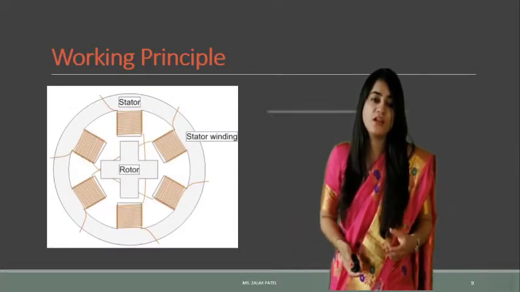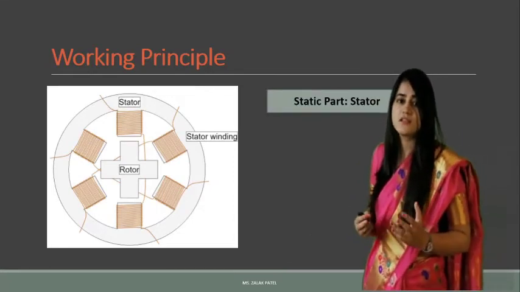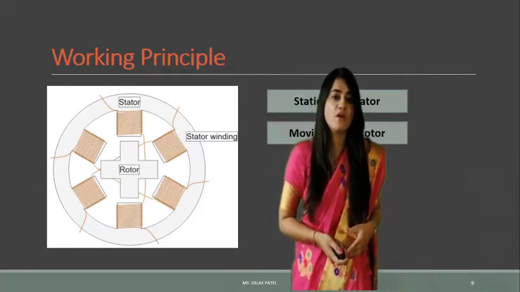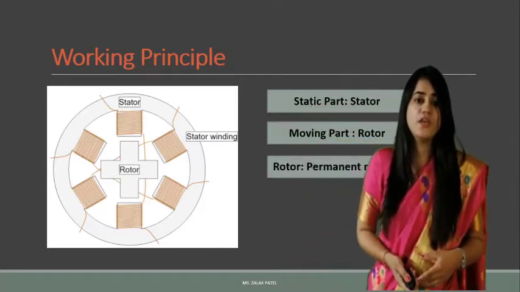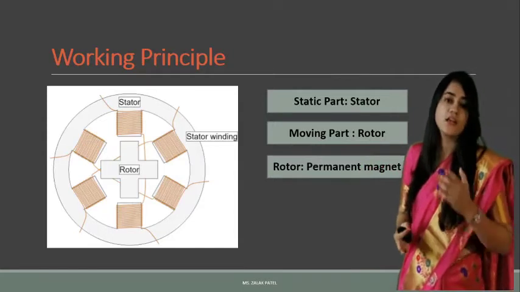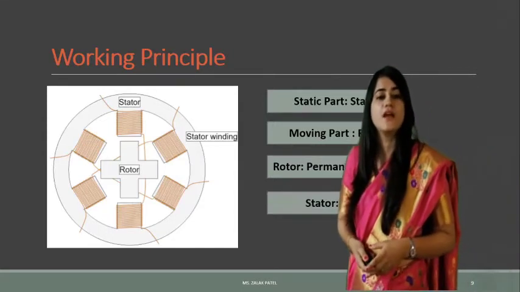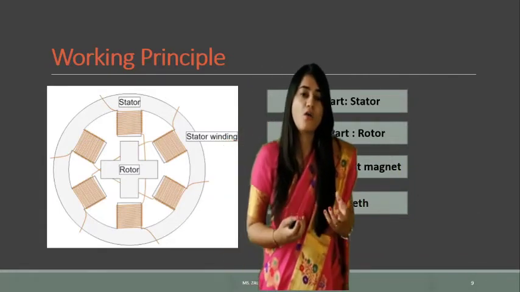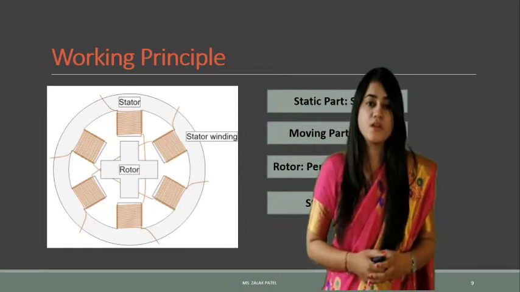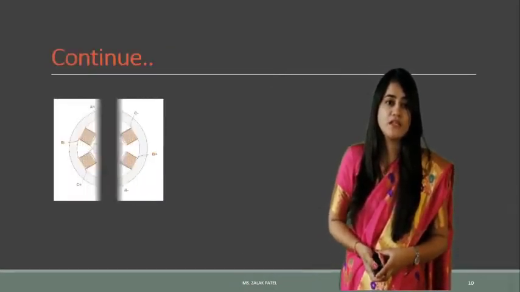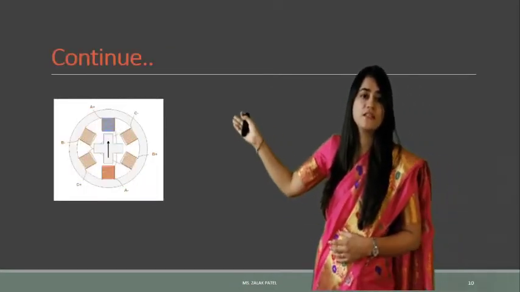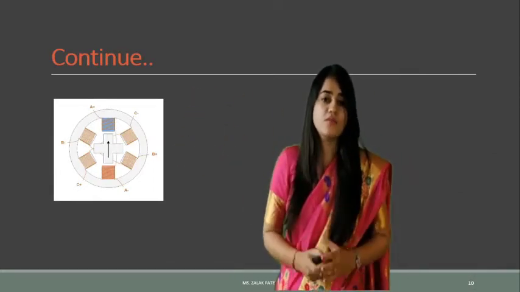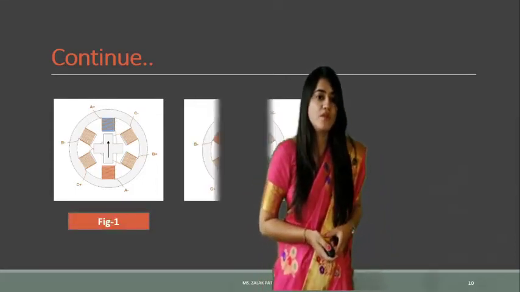The next one is the working principle. For the working principle, it has two parts: the static part, that is the stator, and the moving part, called the rotor. The rotor contains a permanent magnet type circuit and the stator has a total number of teeth. According to this construction, let's see the principle in detail. In this figure you can see that two stators are connected in a straight line, so no angular position is achieved.